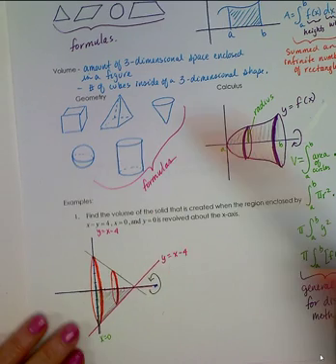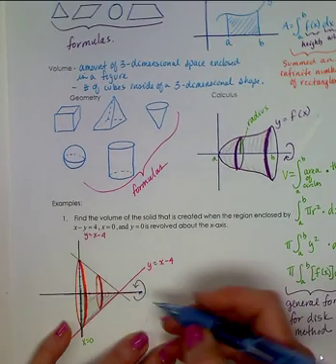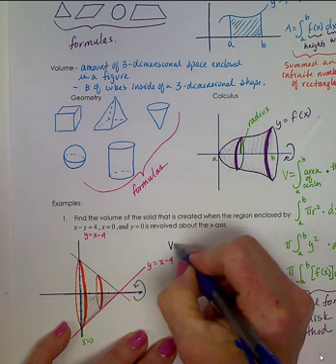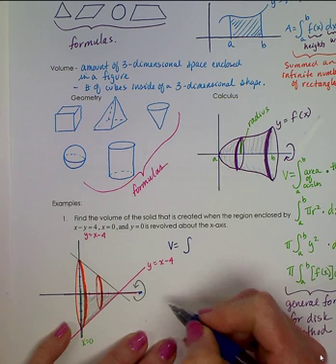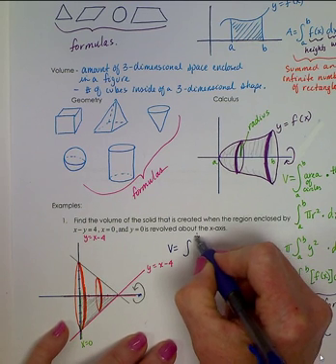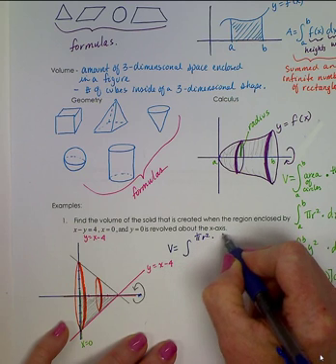All right, let's find this volume. So, volume is a bunch of circles. So, pi r squared times thickness.